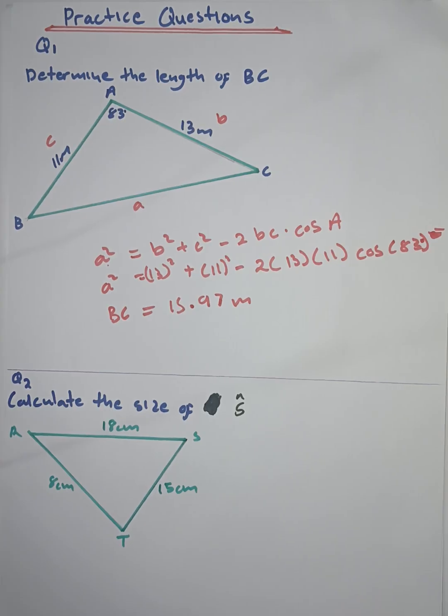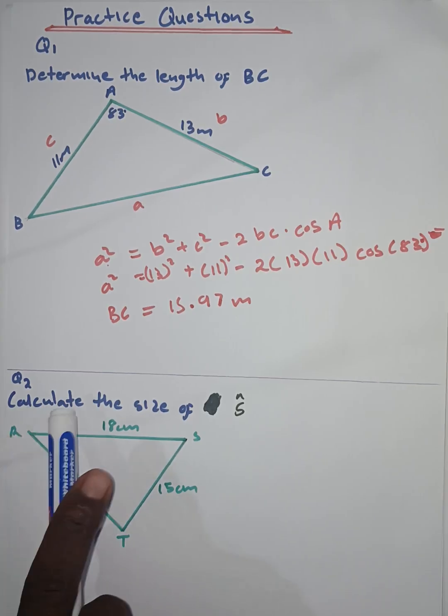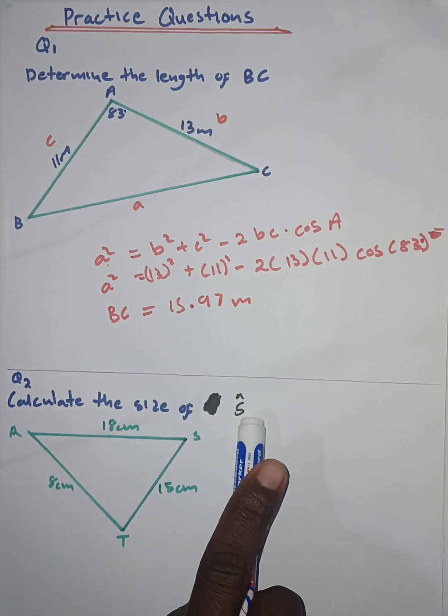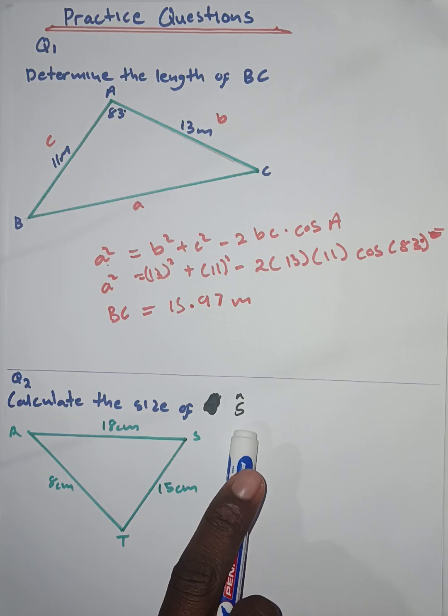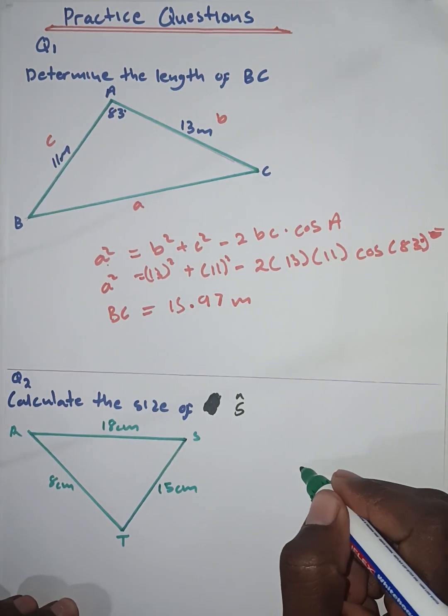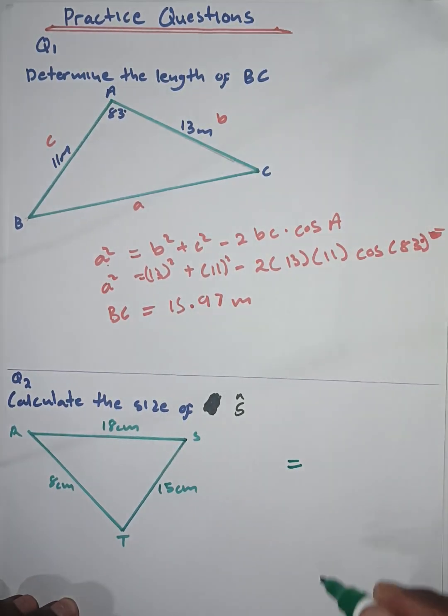If we look at the second question, they say calculate the size of s. So in this case they want us to calculate the angle, right? Now remember we said they must give us all three sides if we are looking for an angle. The first thing that I would advise again is to start with the right hand side, because that's the easier one. So I'm just going to leave the left hand side for now.